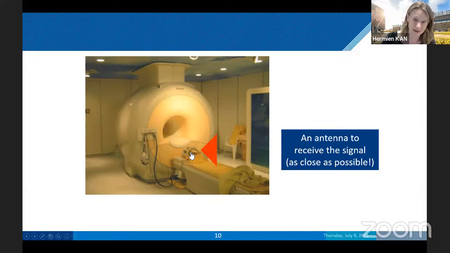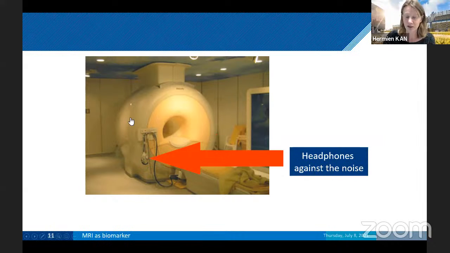So you would put your head in. What we would do for skeletal muscle is that we have more like a blanket type of coil that you put on top of legs or arms or wherever the muscles are that you want to image. The scanner also makes quite a bit of noise. Those of you that have been into an MRI scanner will know this, and we need to protect the ears against this noise. So you also need headphones against the noise, and there's also a microphone attached to these headphones, so you can actually talk to the operator who's usually outside of the MR room.